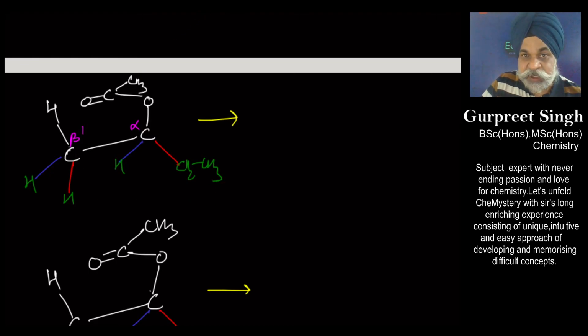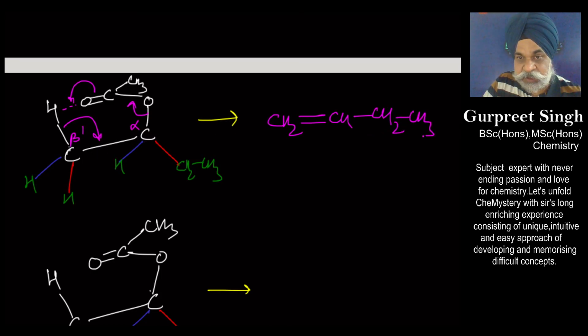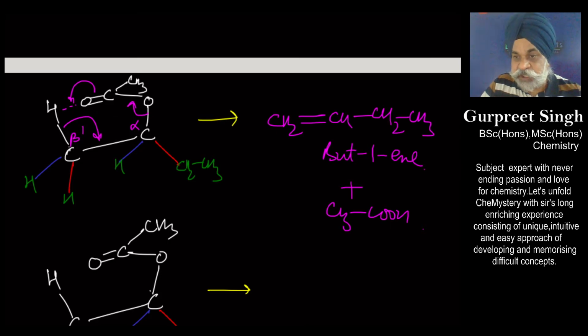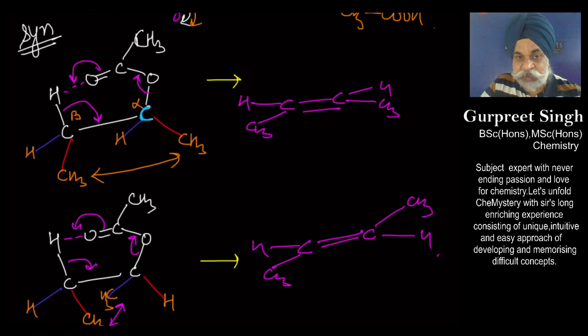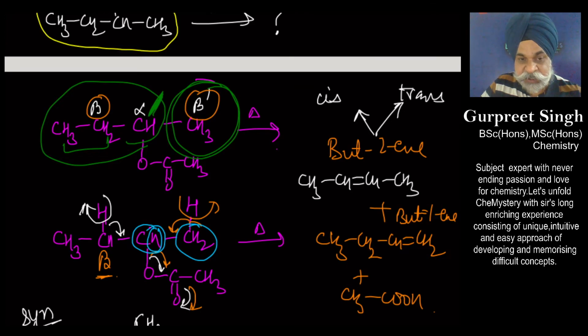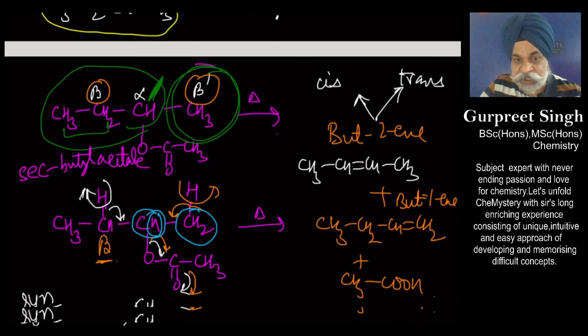Now what would happen if I do the elimination this side? So this would go this side and you end up getting CH2 double bond CH, because this is CH2 double bond CH2CH3. So this is but-1-ene. Now the point is you have to identify what the answer is. We got a feeling that because nothing is mentioned about the starting material, they have simply said secondary butyl acetate. So secondary butyl acetate can have all of these which we have shown here.